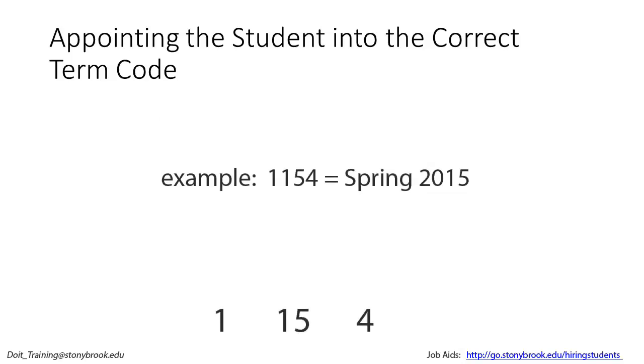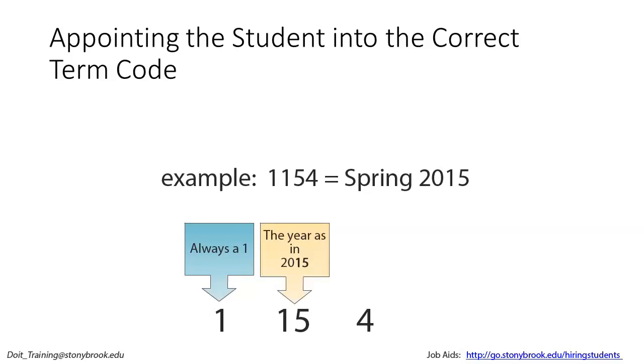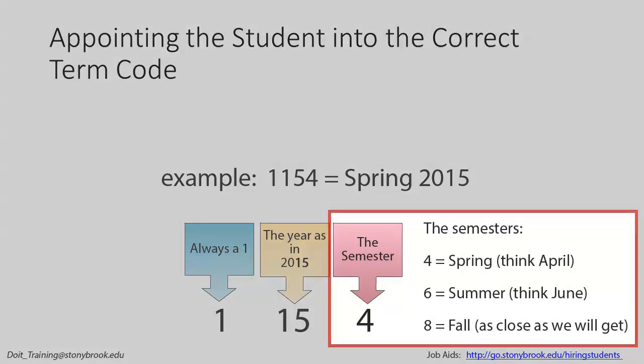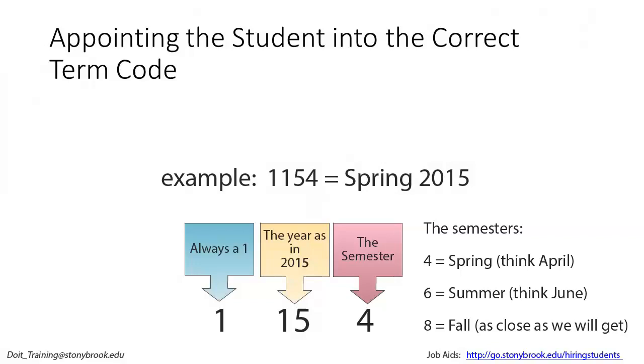The term code is always 4 digits. The first digit is always a 1. The next 2 is for the year. The last denotes the semester. A good way to remember it is thinking of 4 for April, a month in spring, 6 for June, a month in summer, 8 for as close as we can get to fall. It's not a perfect system.